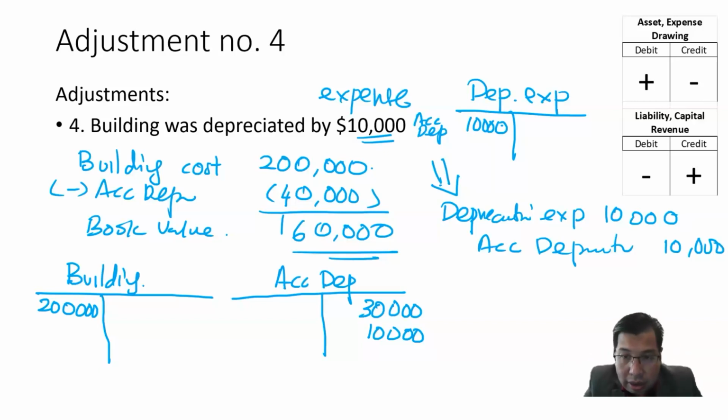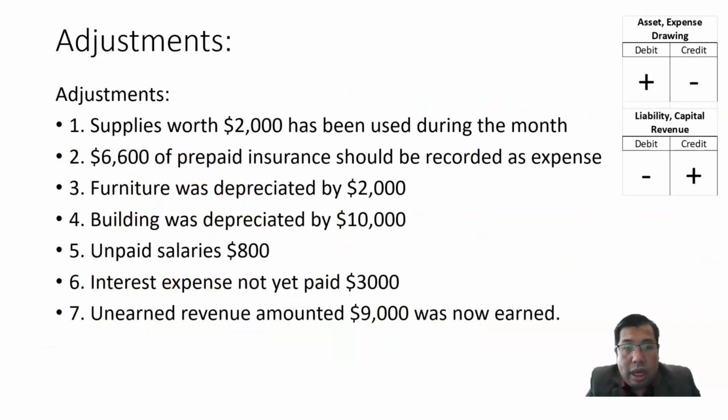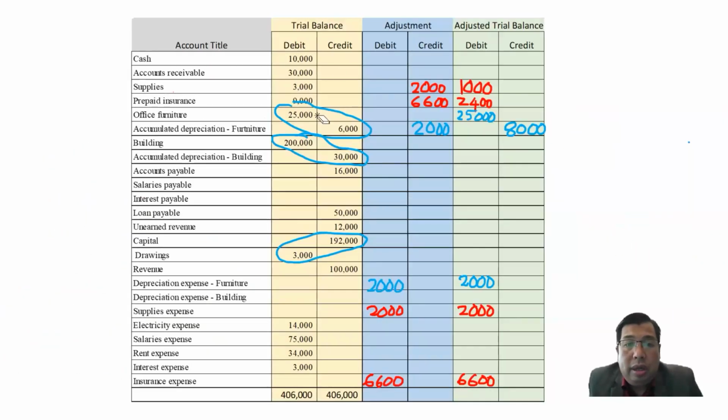Let us see how we are going to do that using our worksheet. Our accumulated depreciation for building is 30,000. I'm going to add another 10,000. To add is to credit. So the new value now is 40,000. And then we have another new expense, depreciation expense for building, 10,000.